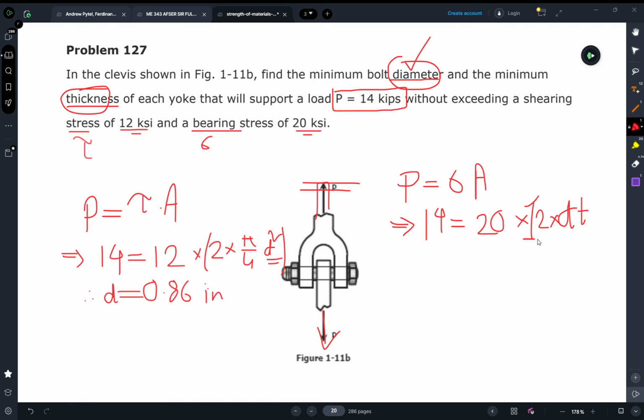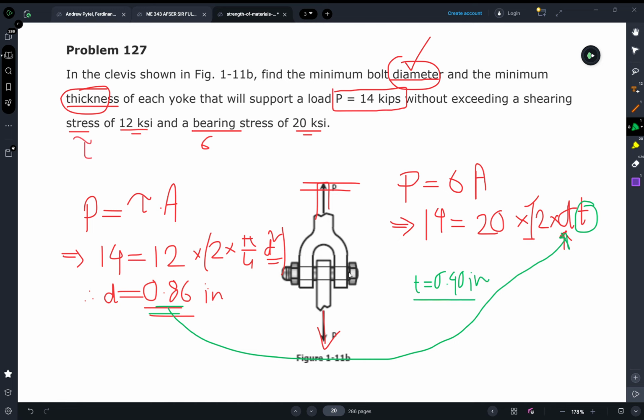Here we know the value of d. We will put the value of d here, and then we can find the value of t. If we calculate the value of t, we will get 0.40 inch for thickness, for one yoke. So that's how we solve this problem.